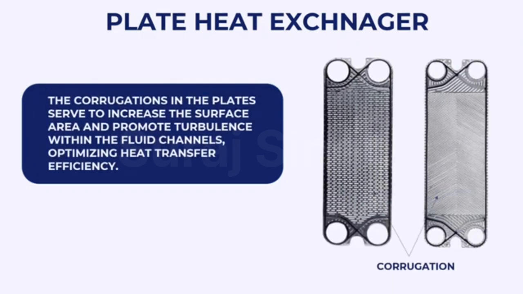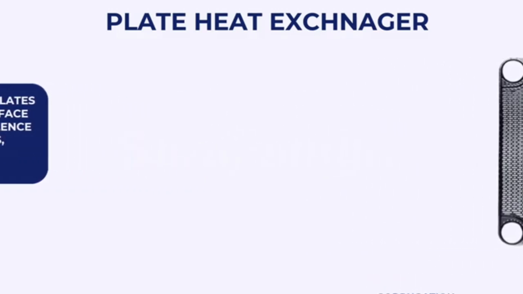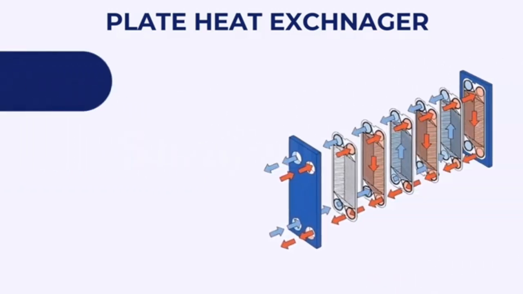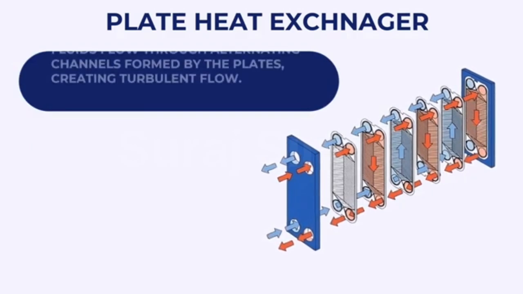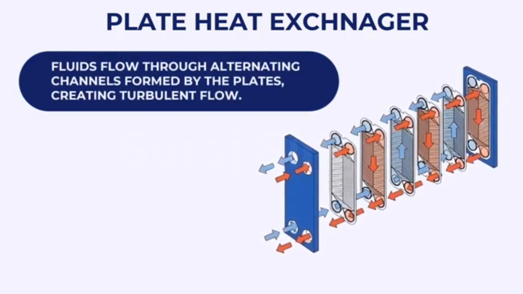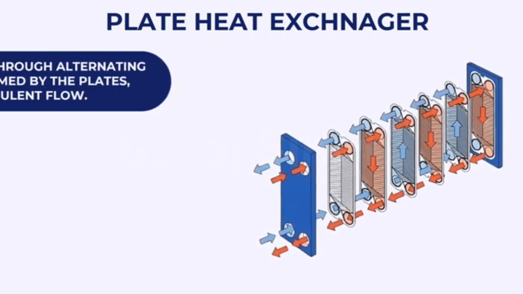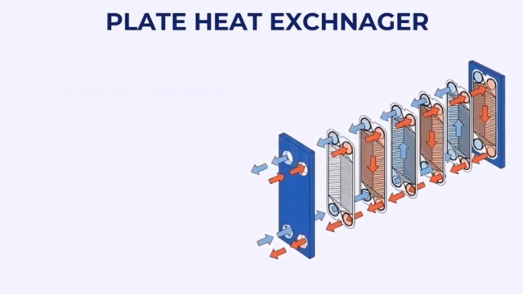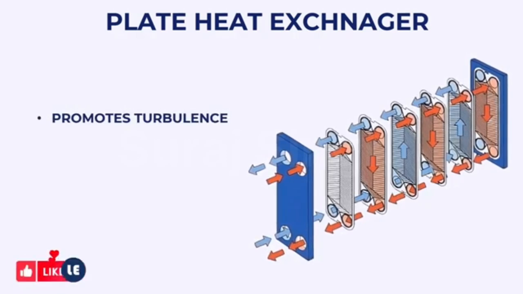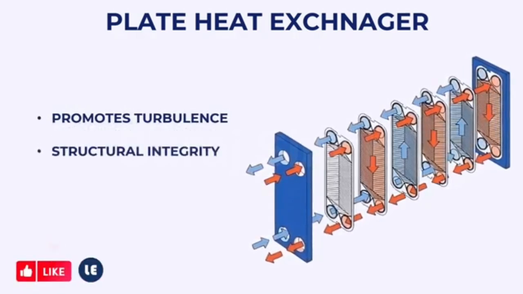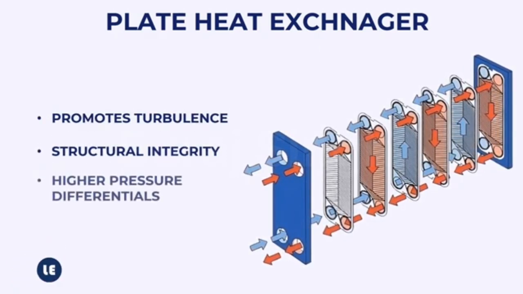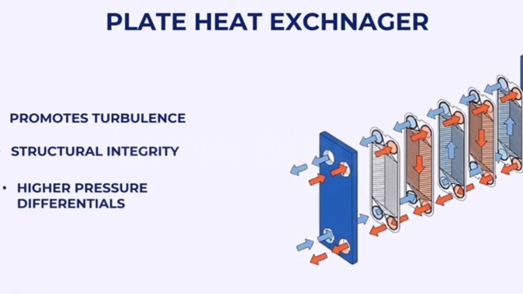The corrugations in the plates serve to increase the surface area and promote turbulence within the fluid channels, optimizing heat transfer efficiency. In a plate heat exchanger, fluids flow through alternating channels formed by the plates, thus creating turbulent flow. The corrugated design not only promotes turbulence, but also helps to maintain structural integrity, allowing for higher pressure differentials between the fluids.